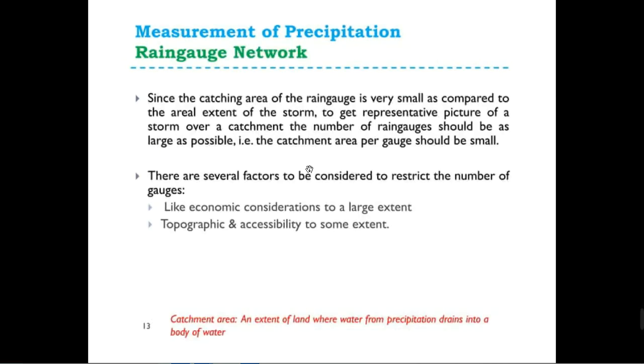The measurement of precipitation, rain gauge network. Since the catching area of the rain gauge is very small compared to the areal extent of a storm, to get a representative picture of the storm over a catchment, the number of rain gauges should be as large as possible. Catchment area per gauge should be small. There are several factors to be considered to restrict the number of gauges.